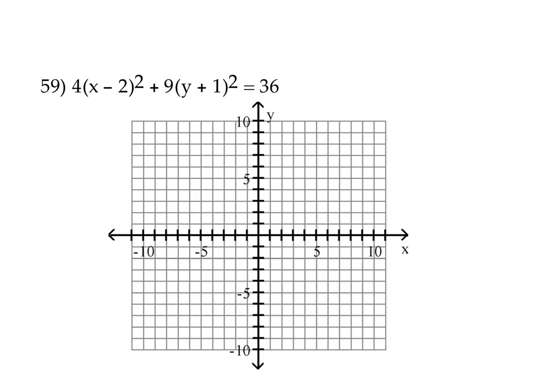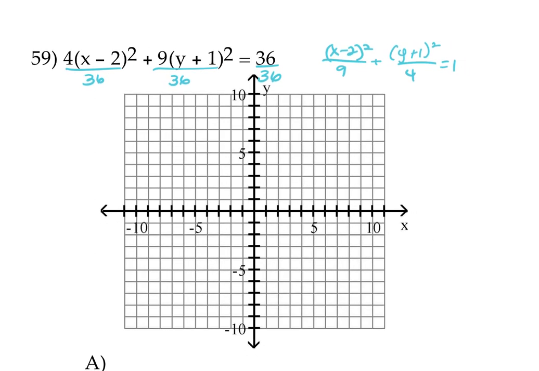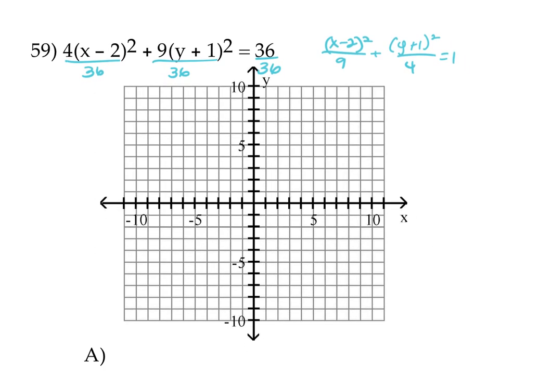All right, so what would you have to do first with 59? What does it have to equal in order for it to be standard form? 1, so I'd have to divide everything by 36. And I'd get x minus 2 squared over 9 plus y plus 1 squared over 4 equals 1. I'll go back and graph it on the video, but at least it gets started.